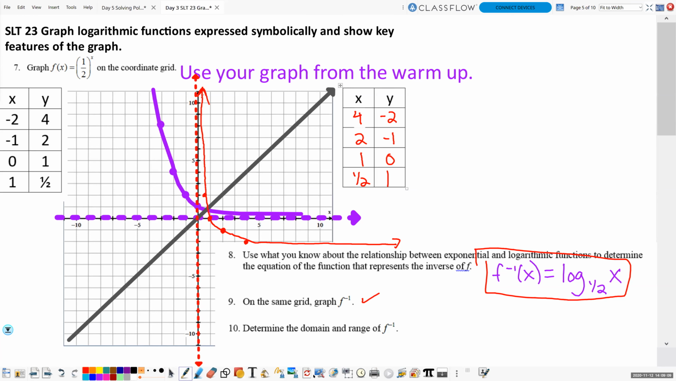Once you have your graph complete, I want you to jot down the domain and the range of the log function. Once you have the inverse graph done, once you have log base 1/2 of x graphed, I want you to jot down the domain and the range of log base 1/2 of x.